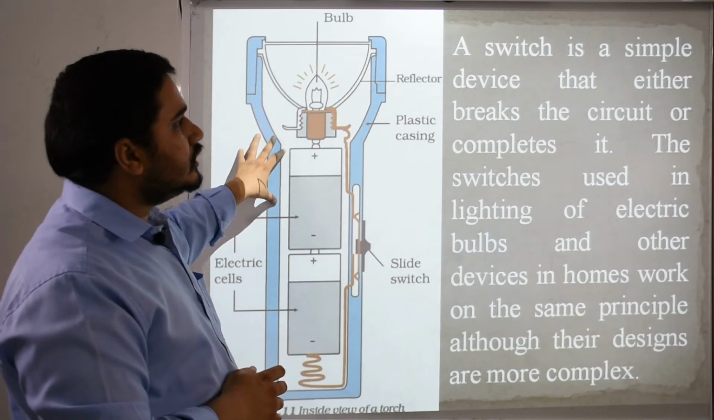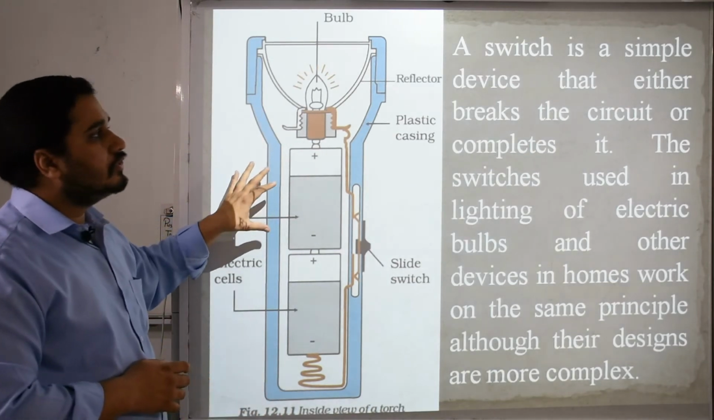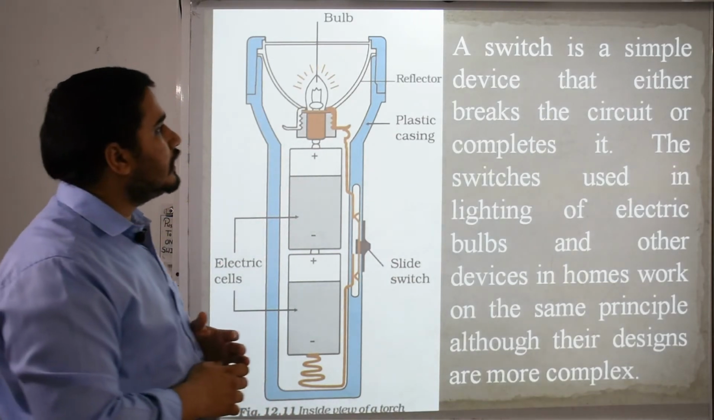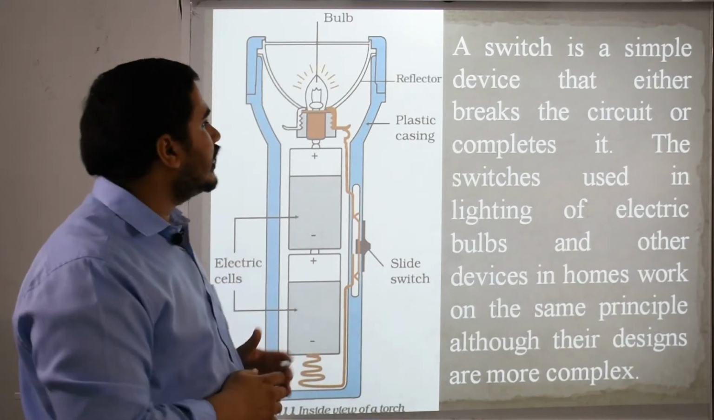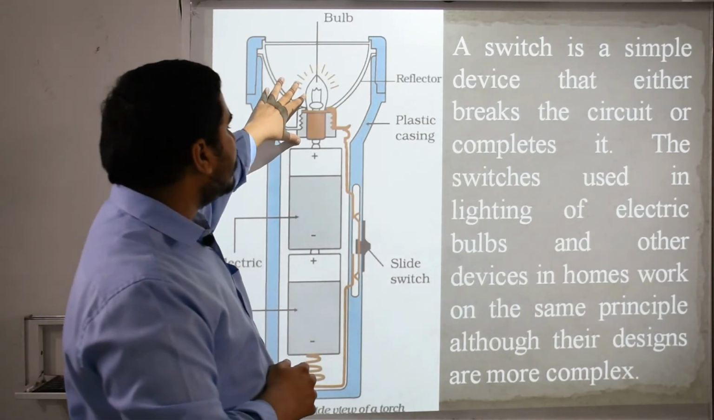Why are we discussing the switch? Because we are continuously using a torch in our chapter, so we have to make it off sometimes in the daytime and on at night time. So the bulb segment will be there.